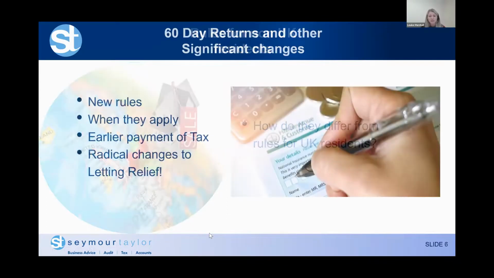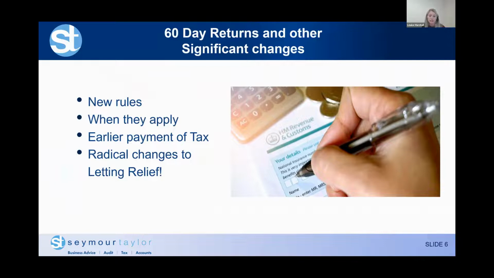There have been some significant changes to letting relief as well. It's much less generous than it was up until April 2020, when there were additional reliefs available for residential property that had been let out. Now the reliefs only apply when the owner is sharing occupancy of a home with a tenant.